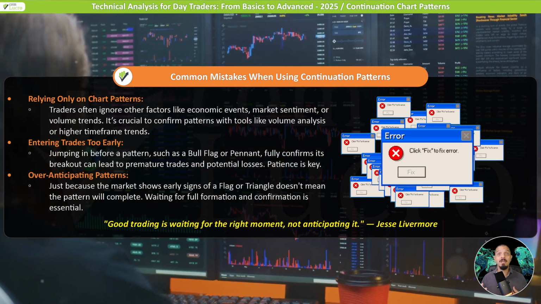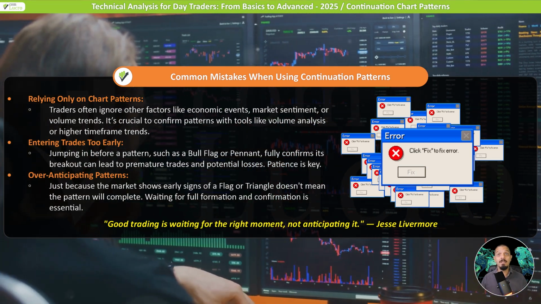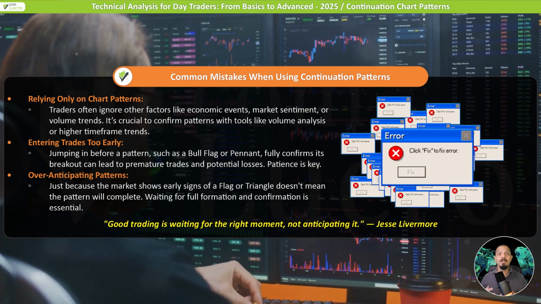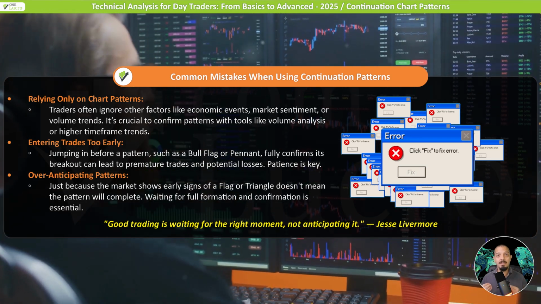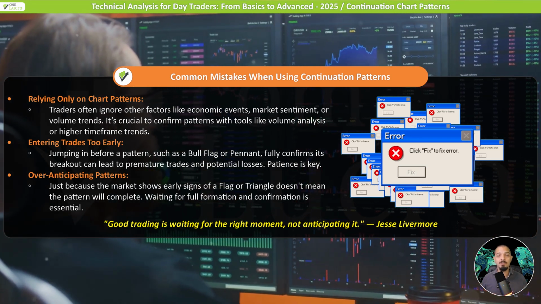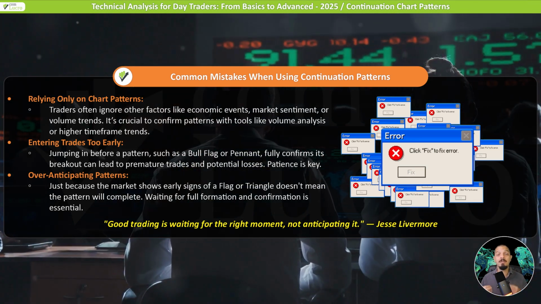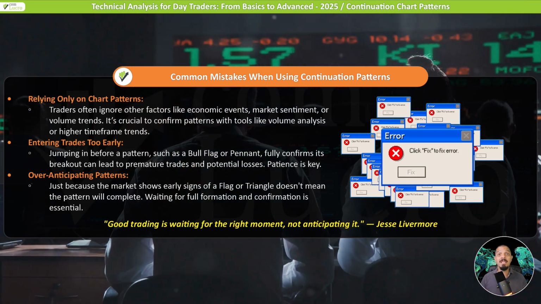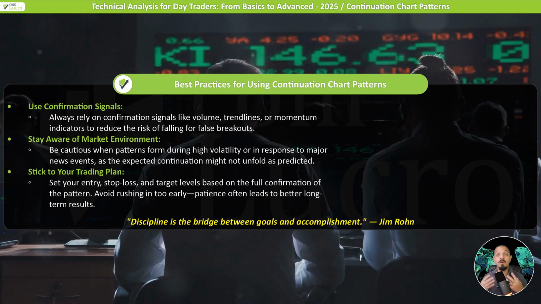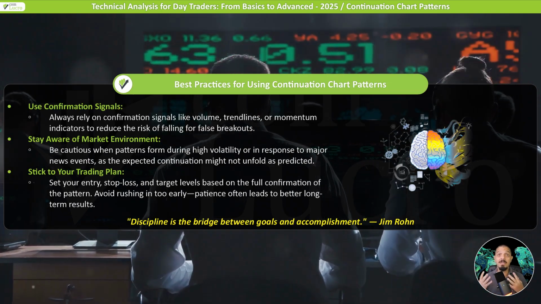Just because the market starts showing signs of a flag or triangle doesn't necessarily mean the pattern will complete. For example, an early bull pennant might turn into a longer consolidation phase or even fail. So the best practice is to wait until the pattern fully forms and confirms before making any trading decisions. To avoid these common mistakes, let's go over a few best practices.